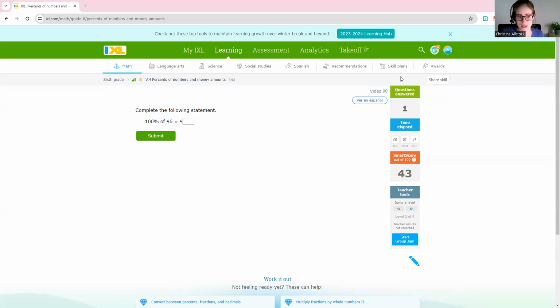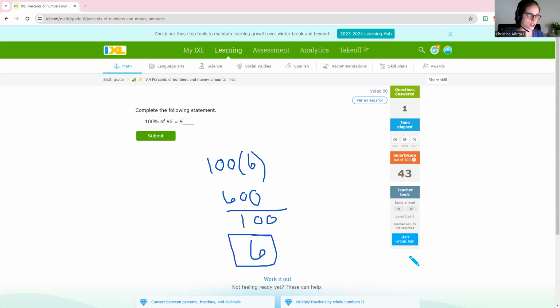But if we do the math to prove that, let's use that second strategy where we multiply first and divide later. We can multiply our 100% as is by the $6. 100 times 6 is 600. But then to get out of that percentage form, we need to divide by 100, giving us our final answer of 6.